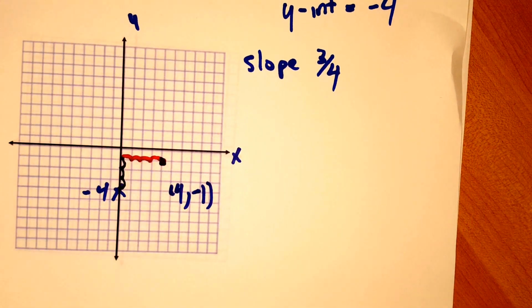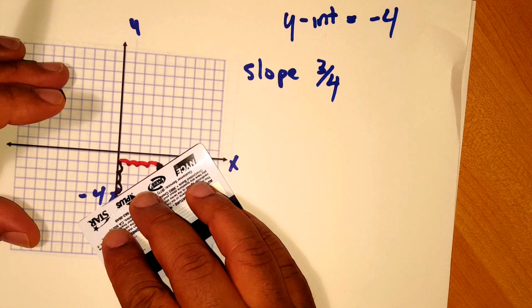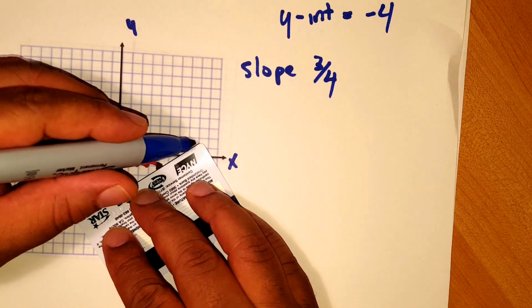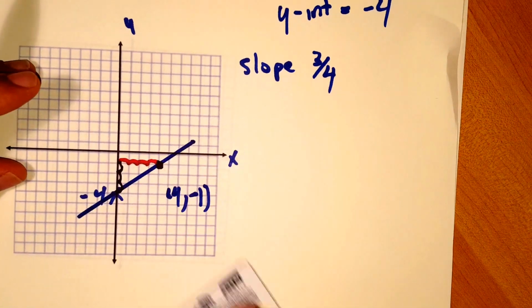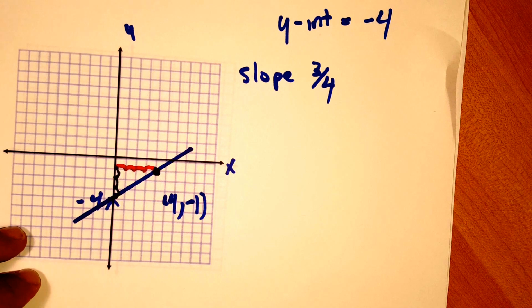And we're just going to use our straight edge. Again, couldn't find my straight edge, so I'm using my credit card to connect those two dots and draw my line. Okay? Do one more example.